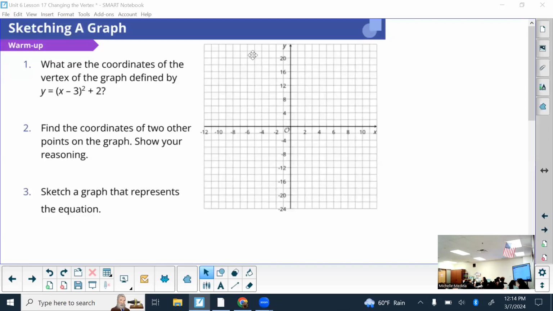Vertex form, for the first time, is one of three forms of our quadratic equations. In each form of our quadratic equations, there are pros and cons. There are things you can see better in one form versus the other. So in vertex form, what's really easy to see? The vertex. That's why we call it vertex form.